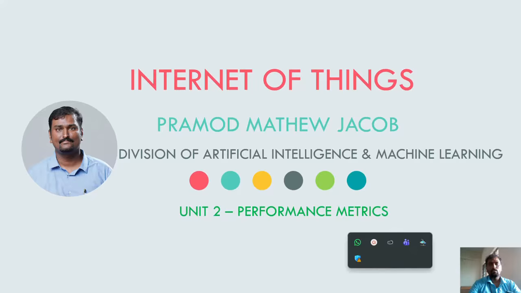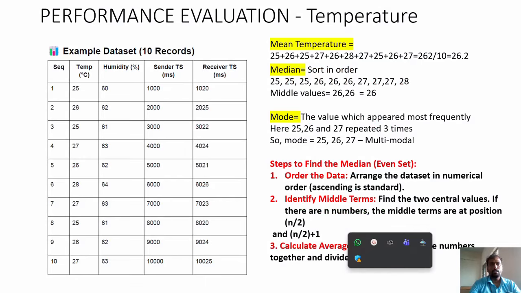Hi all. Today we are going to learn about the various performance metrics used in IoT applications. So let's take a data set of temperature and humidity sensor. We have taken the data from the temperature and humidity sensor 10 times. So 10 data of temperature and humidity values are stored along with the sending time and the receiving time.